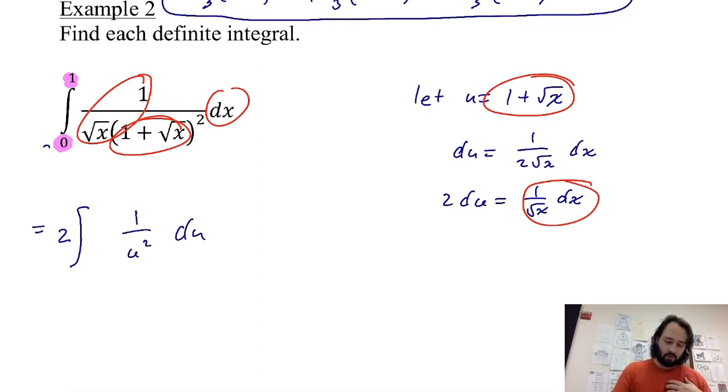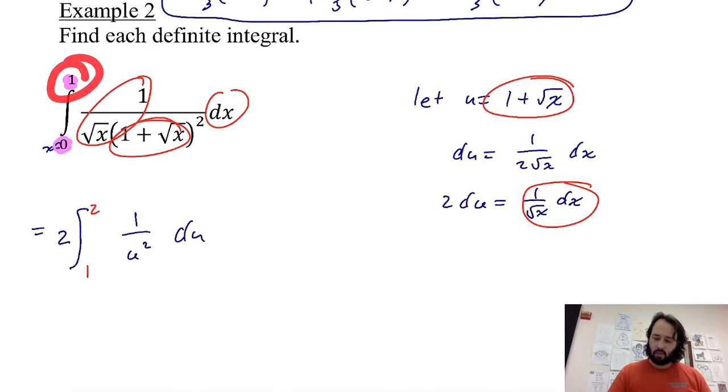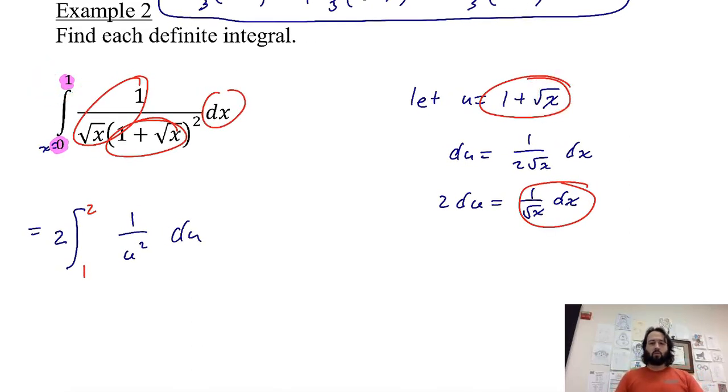Because if this is in terms of x, and I've since changed it to u, what I can do is take x equals 0 and substitute it into my relationship. This would be 1 plus 0 is u. So this would be from when u is 1 to when u is 2, right? I'm substituting in 1: 1 plus square root of 1 is 2. So this is going from when u is 1 to 2. Now I actually don't have to go back and substitute back in my u substitution. So let me show you how that works.